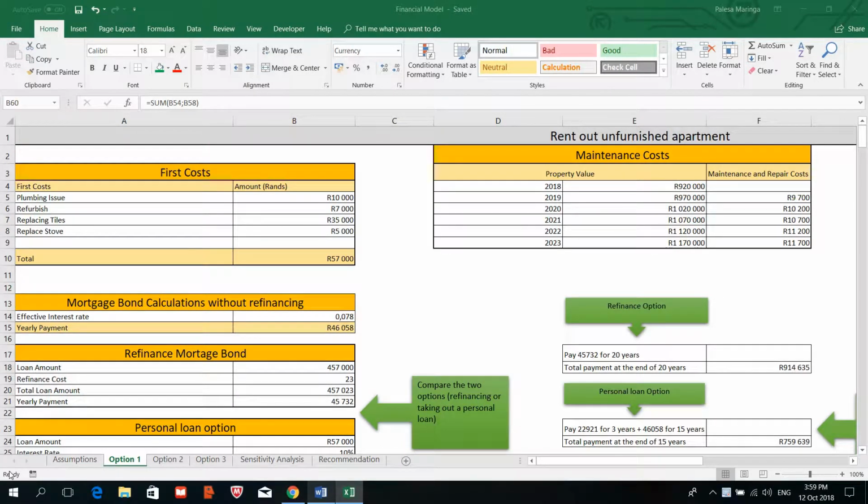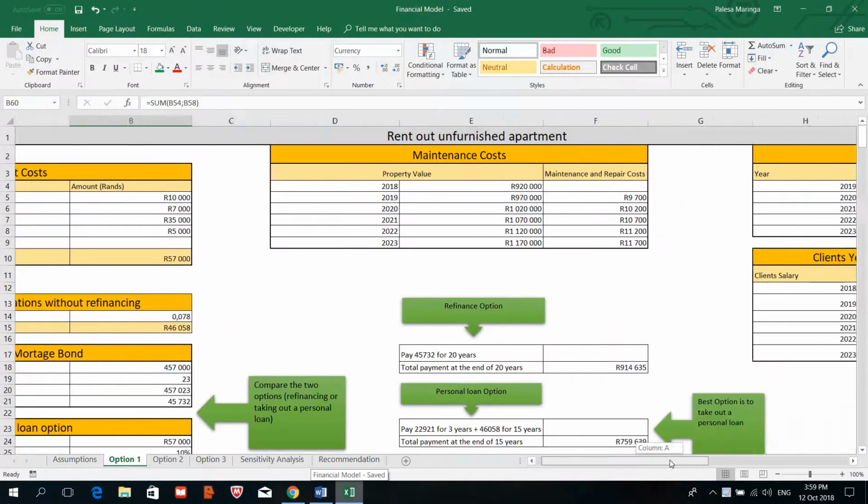Good day. I'll be walking you through my financial model, which is about establishing which one of the three options is the most lucrative option for a client. The first option was to rent out an unfurnished apartment. The first costs were calculated and they amounted to 57,000 rands.